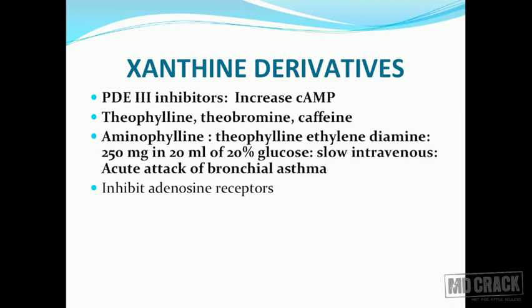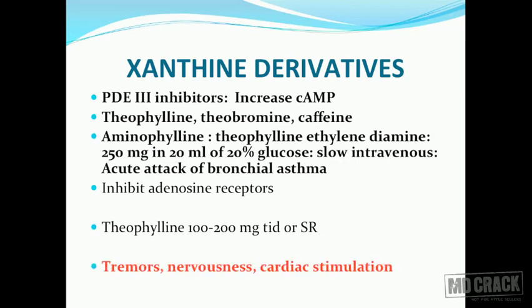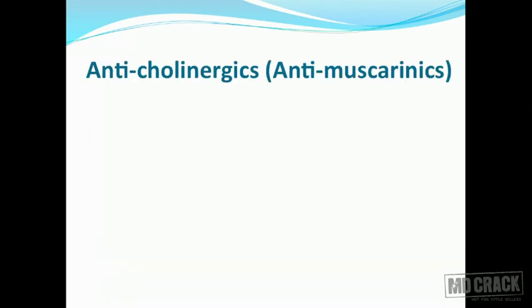These drugs also do inhibit the adenosine receptors. Theophylline is also available by other routes of administration, that's the slow release formulation in the form of a tablet or the oral tablet. Xanthine derivatives are going to increase the cyclic AMP, and this is going to produce the adverse effects in the form of cardiac stimulation. They are also likely to lead to tremors and nervousness.